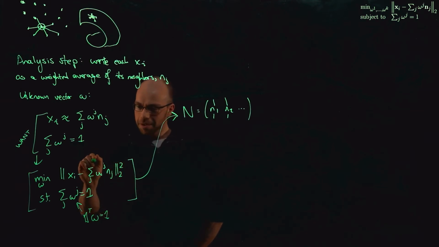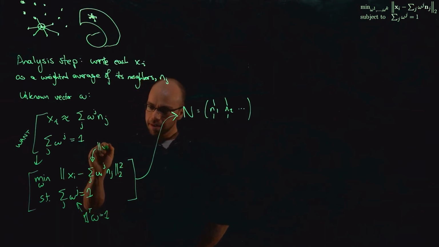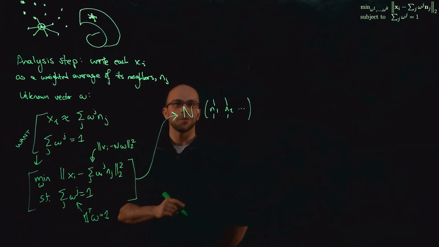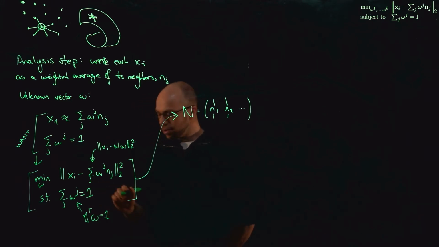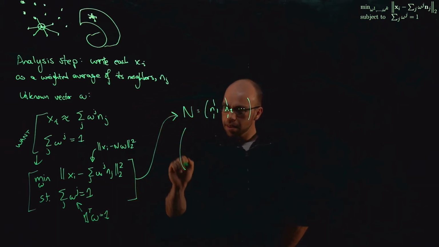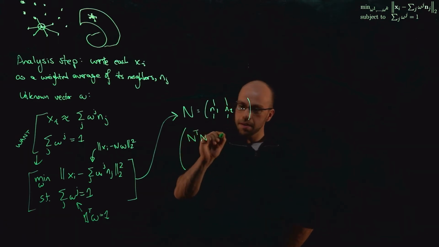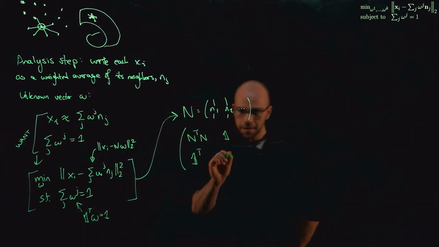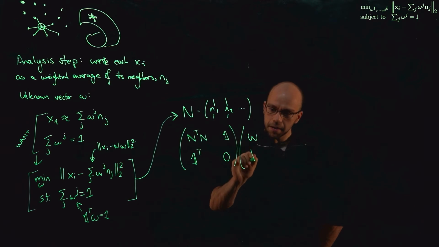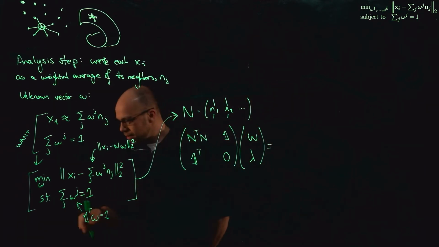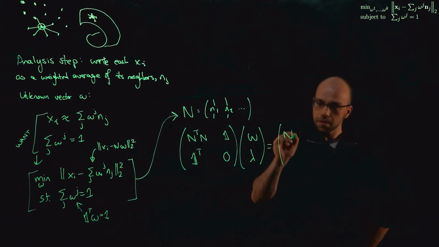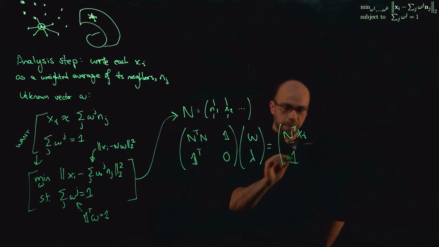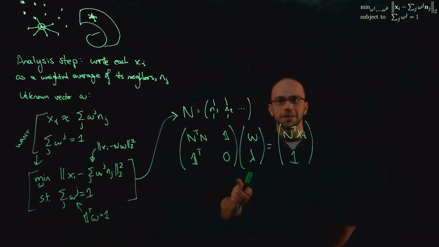And up here, we can write this least squares problem as xi minus n times omega, right? That would be the nice vectorized way to write it. So given all of that, what we're going to end up with is n transpose n, the vector of all ones, transpose, and 0 times omega lambda equals n transpose xi and 1.